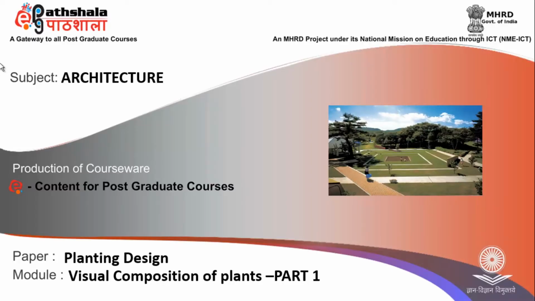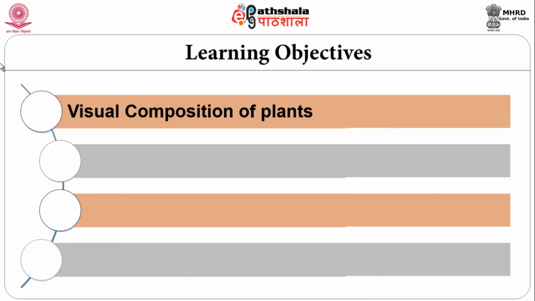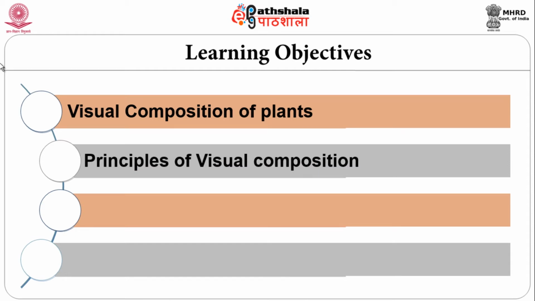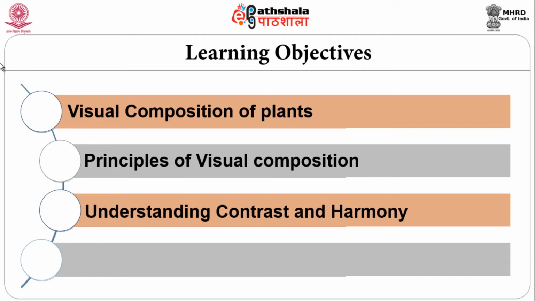In this particular module, we will be seeing about planting design, and with respect to one of the components of planting design, we shall see today about the visual composition of plants, or to be more specific, the visual composition using plants. So, we shall see this module under four objectives. One, we would see what it means by the visual composition of plants, then we would see the principles of visual composition and also understand a few of these principles like contrast and harmony, as well as balance, how to balance using plants. We would see them in detail.